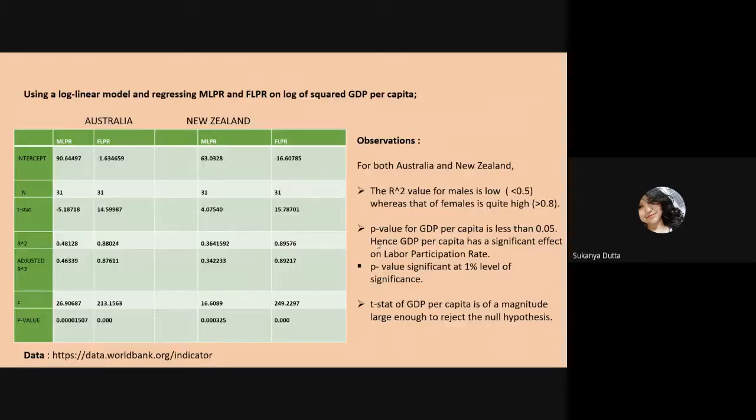Can we have the next slide, Ashwarya? Now, we also did a regression. We also regressed MLPR and FLPR on the log of GDP per capita, log of squared GDP per capita, and the results were exactly the same. R square values for males was low and for females it was high. The p value was significant at 1% level, and the t stat value was large enough so that we could reject the null hypothesis. Can we have the next slide?